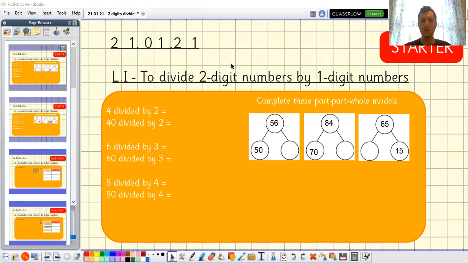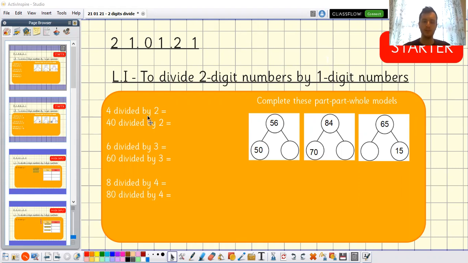We're going to continue dividing two-digit numbers by one-digit numbers today. And we're going to continue with some examples that require regrouping, because I know that's quite a tricky concept. Yesterday, it'd be good to get some extra practice on it today.